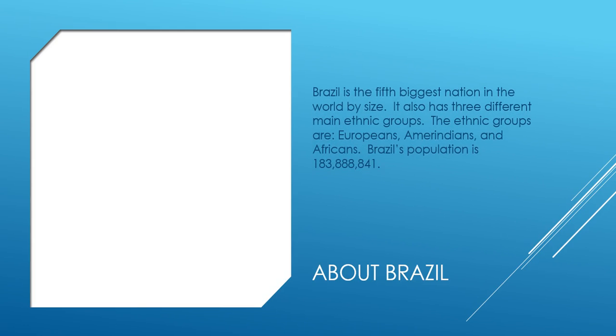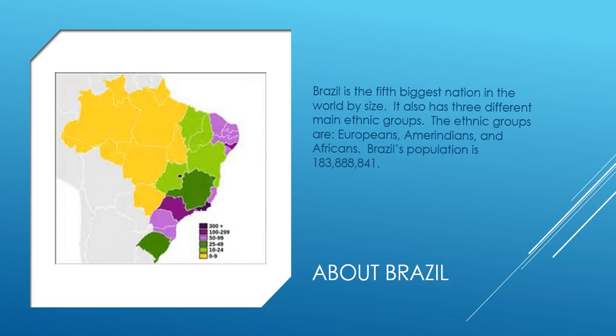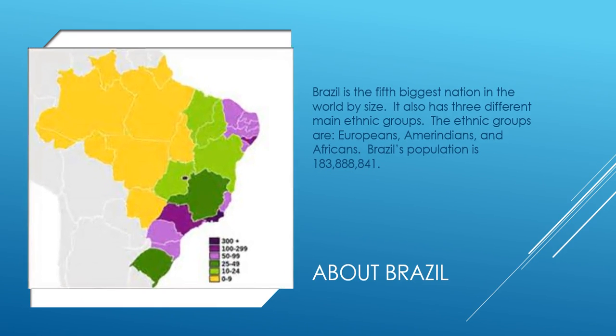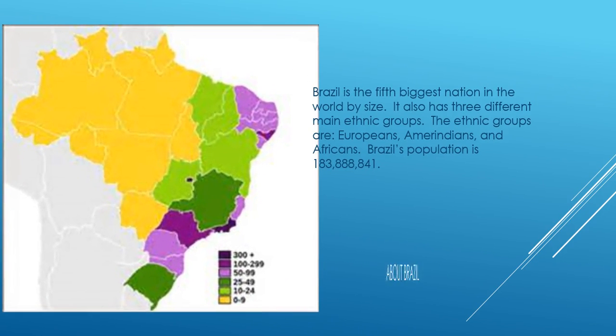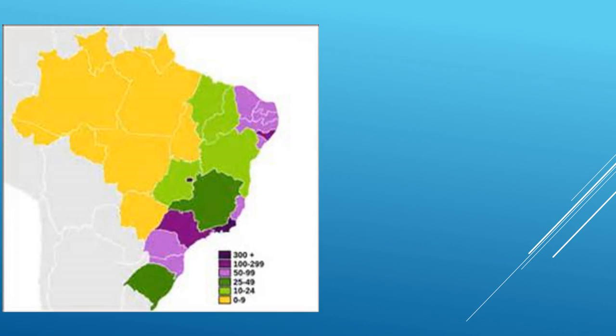About Brazil. Brazil is the 5th biggest nation in the world by size. It also has 3 different main ethnic groups. The ethnic groups are Europeans, Amerindians, which are Indians in America, and Africans. Brazil's population is 183,888,841 approximately. So there's a cool picture again, flashing, teeter-totter, getting quite humongous, and then they're gonna start to zip out. Boing, boing, boing, boing, whoop.